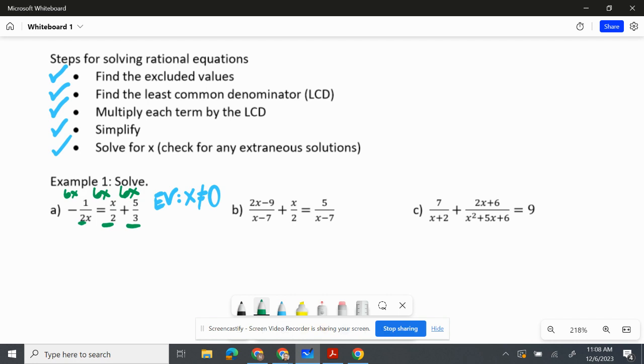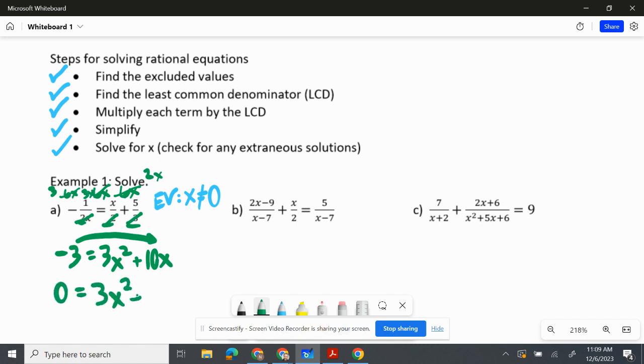When we do that, the 2x and the 6x cancel, and we're left with 3. 3 times negative 1 is negative 3. The 2 cancels with the 6x and gives me 3x. 3x times x is 3x squared. And the 3 cancels with the 6x and gives me 2x, which gives me plus 10x. Because it's a quadratic, I'm going to move the 3 to the other side. So I get 0 equals 3x squared plus 10x plus 3.